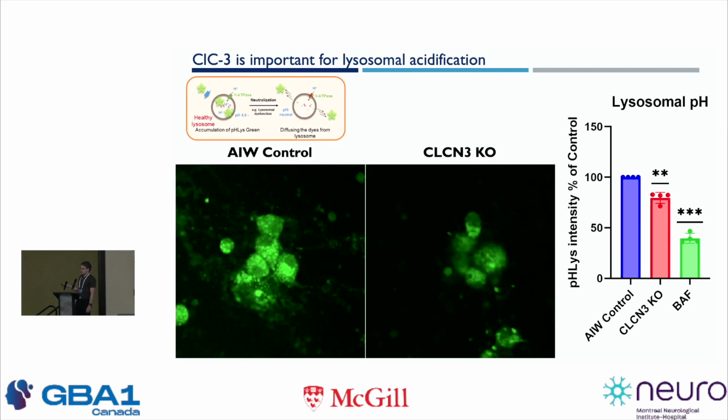So based on this expected function, the first thing we wanted to look at was the acidity of the lysosome in our neurons. And we did that using pHrodo Green, which is a pH-sensitive probe that fluoresces more at more acidic conditions. And as you can see, that fluorescence is reduced when you knock out CLCN3, indicating that the acidification is indeed impaired in our knockout neurons.